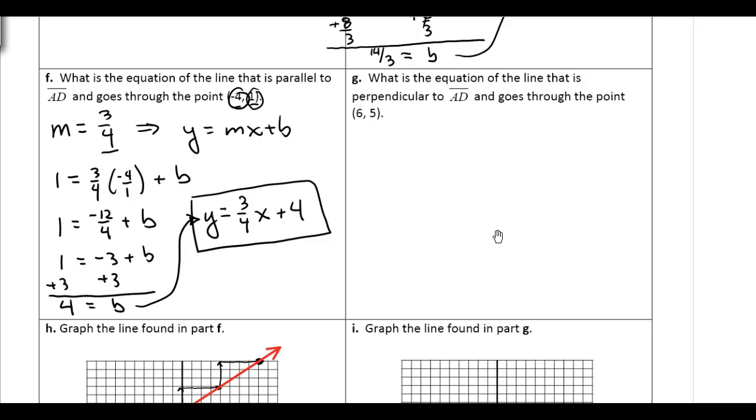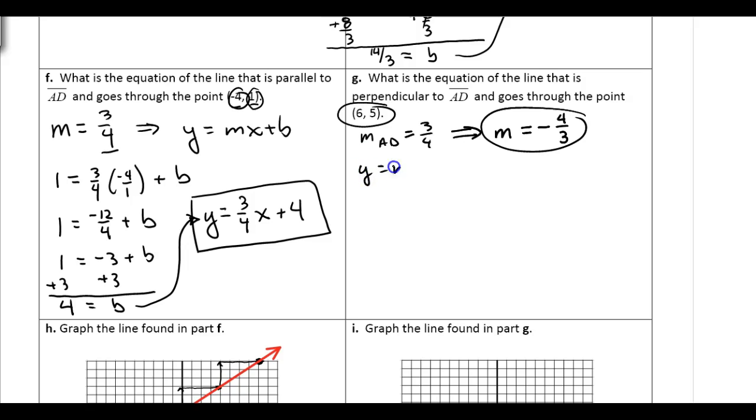So in part G we want to find the equation of the line that is perpendicular to AD and goes through the point 6,5. We found that the slope of AD all the way at the beginning of this problem was 3/4. So that means that the slope for our problem has to be the opposite reciprocal, or some people say the negative reciprocal. So the opposite reciprocal would be negative 4/3. Now we've got this point and this slope. All we're missing is the y-intercept, so we know how to find that. So let's go ahead and do that.